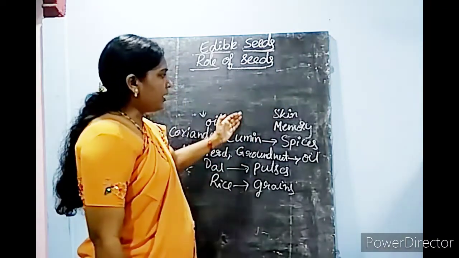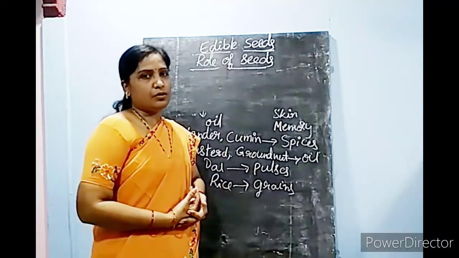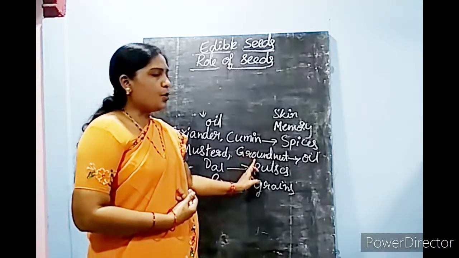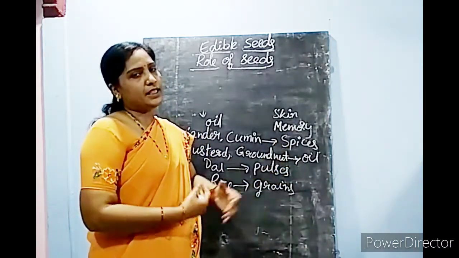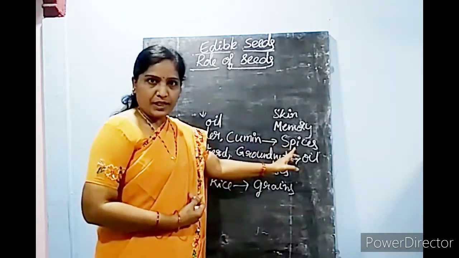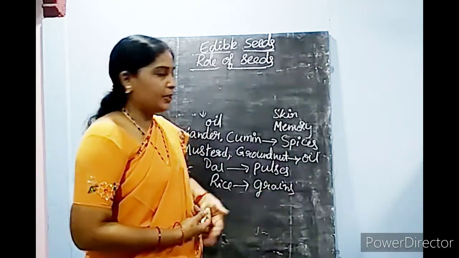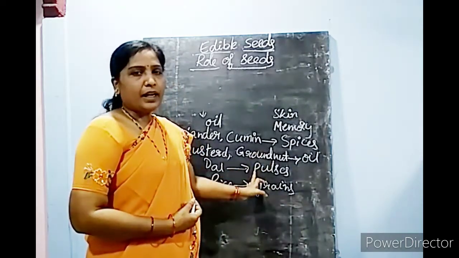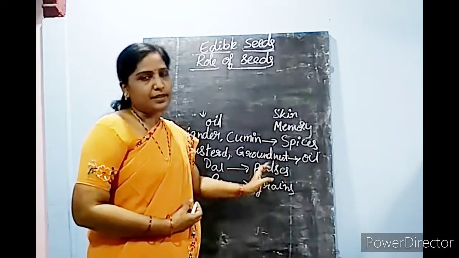You have seen different edible seeds just now and what purpose they are used for, you understood, right? Your almond, mustard, groundnut, all these seeds we use as oil seeds. And coriander, cumin we use as spices to add extra flavor to the food. And dals, green gram, Bengal gram, black gram, all these dals we use as pulses.